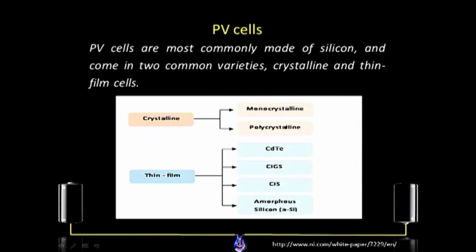Now the PV cells, that is the photovoltaic cells. These are most commonly made of silicon and come in two common varieties, that is the crystalline and the thin film cells. As we can see, the crystalline form is again made up of monocrystalline and polycrystalline, whereas the thin film type is again of 4 types, that is CdTe, cadmium telluride, CIGS, that is copper indium gallium selenide, then CIS, that is copper indium selenide, and the amorphous silicon type. But generally we will discuss the silicon based PV cells.